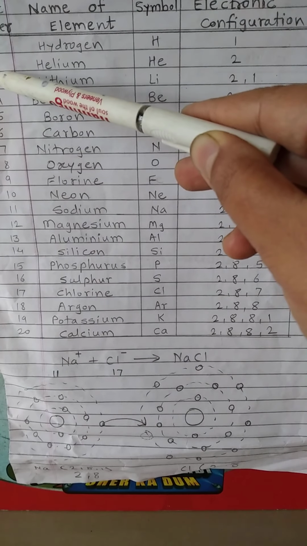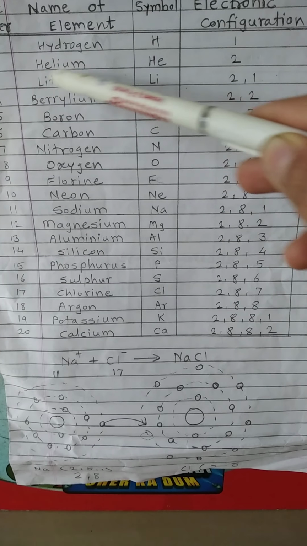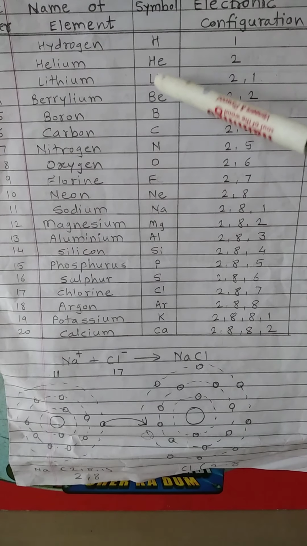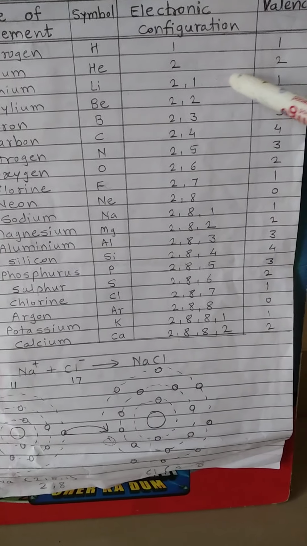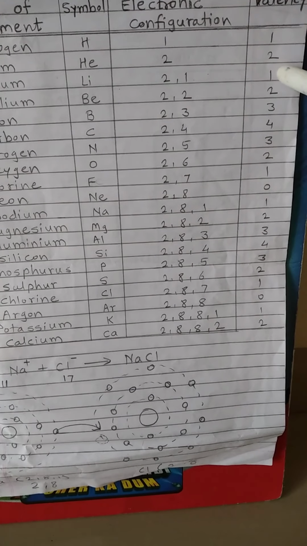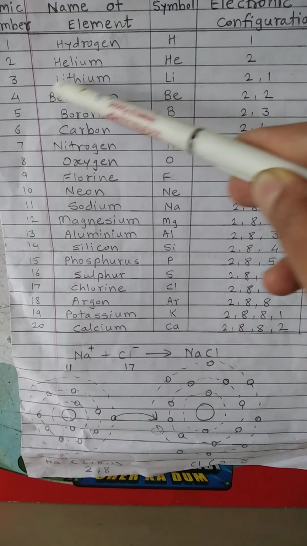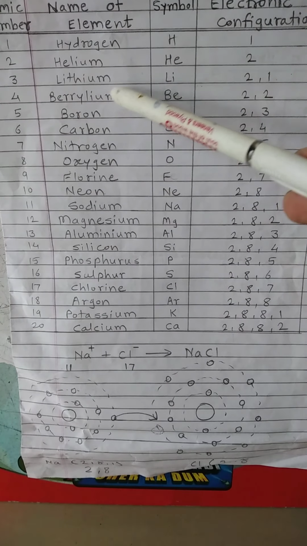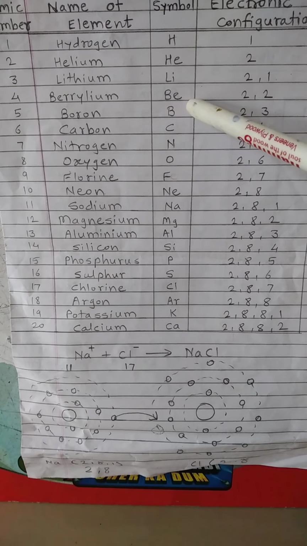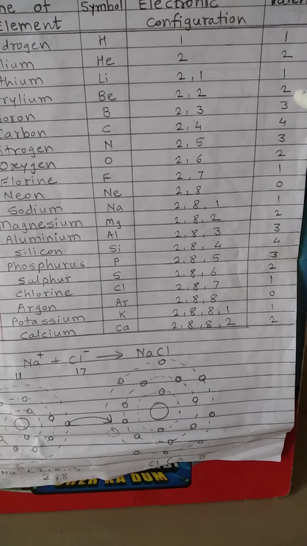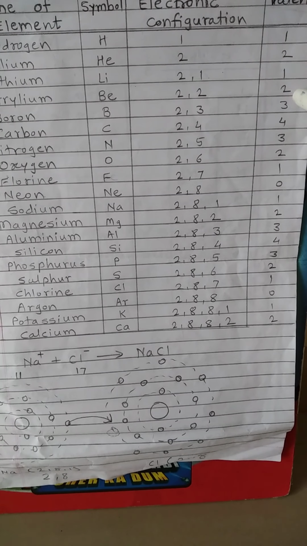Then atomic number 3, name of element lithium, symbol Li, electronic configuration 2 1, valency is 1. Then atomic number is 4, name of element beryllium, symbol Be, electronic configuration 2 2 and valency is 2.